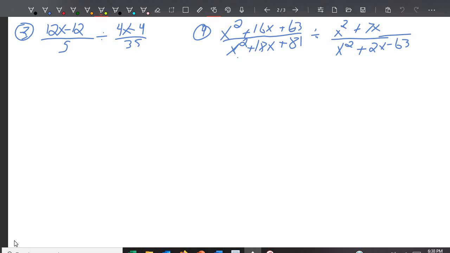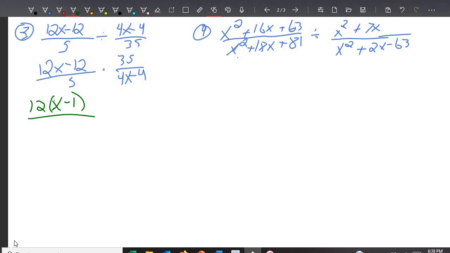Number 3, we're going to flip it over, turn it into multiplication. 35 goes up top, 4x minus 4 in the bottom. Now again, we've got to factor what we can in the numerator. So anywhere you can factor, you want to factor. Here we can factor out a 12. We're left with a 5 in the bottom. There's a 35 up top. We can factor out a 4 here. We're left with x minus 1.